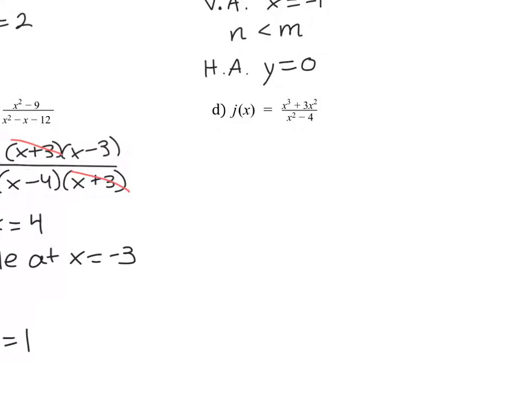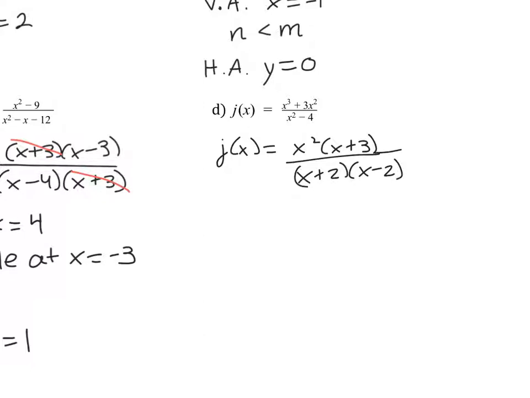Okay, for this last one, again, let's try to factor to see what we have. Okay, so after factoring, I see that I have 2 vertical asymptotes because I have 2 restrictions. So I have vertical asymptotes at x = -2 and at x = +2. For my horizontal asymptotes, I'm going to compare the degrees, and what I notice this time is that n is larger than m. So this means that I have no horizontal asymptote.